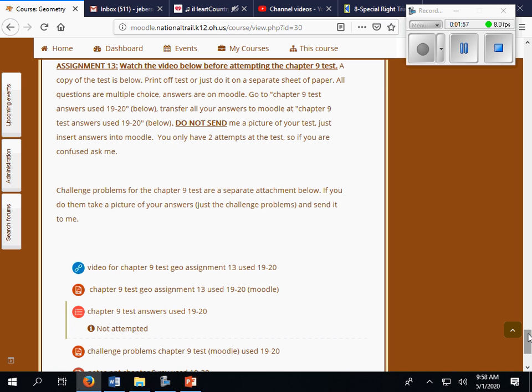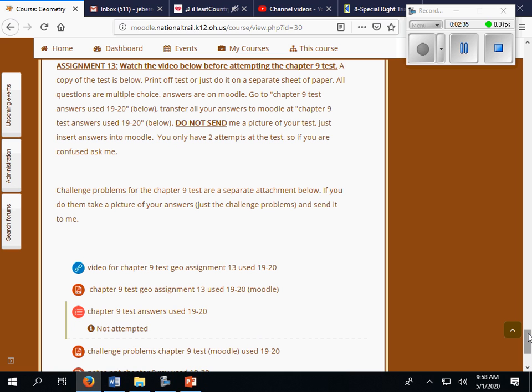On that Chapter 9 test, same as the Chapter 8 test that we did, all questions are multiple choice. Answers are on Moodle. Go to the Chapter 9 test answers used 19-20. You'll notice that it is right below the test. You're going to do the test, and they're all multiple choice, so then you're going to go on Moodle and just put in your answers.